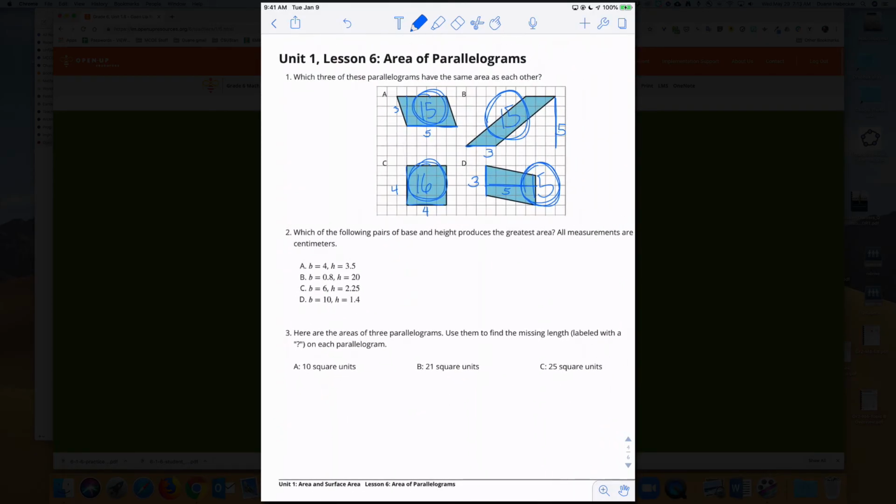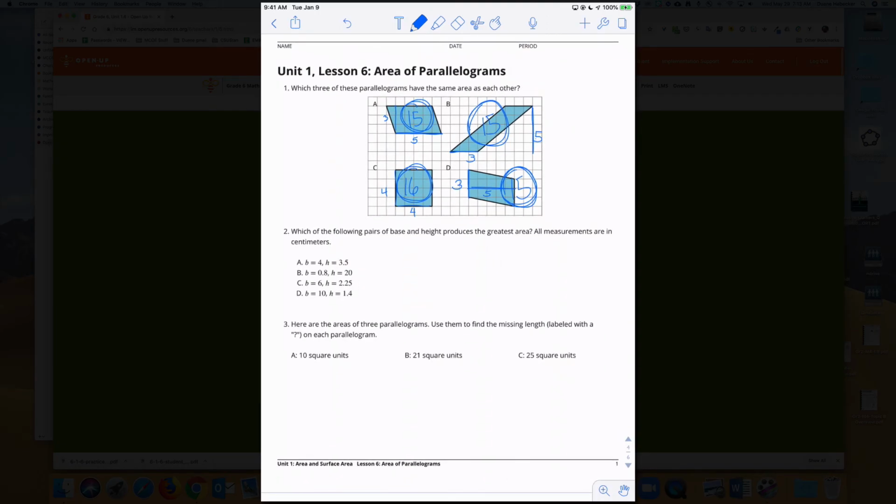So it says, which of the following pairs of base and height produces the greatest area?